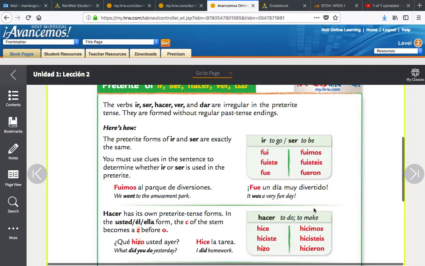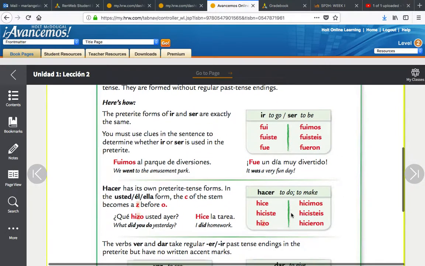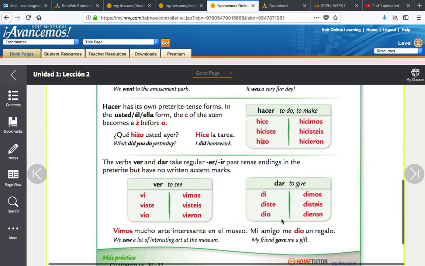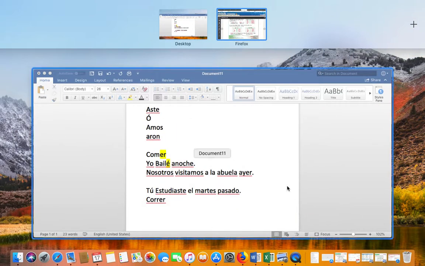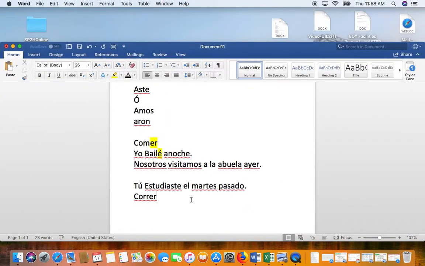And as you can see, there is no accent mark, okay? And then we have ver and dar, which also have no accent mark. Vi, viste, vio, vimos, and vieron. Di, diste, dio, dimos, and dieron. Okay, so now we are going to do some activities here.